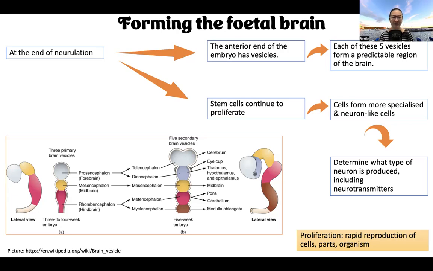You can see here a very important picture, the lateral view here. A here, 3 to 4 week embryo. There are 3 primary brain vesicles: prosencephalon or forebrain, mesencephalon or midbrain, and rhombencephalon or the hindbrain.